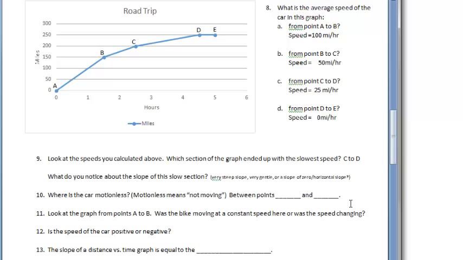What do you notice about the slope of this slow section? If you look at this from C to D, is that very steep, meaning it goes very straight up? Is it very gentle, meaning it's pretty flat? Or is it a slope of 0, a completely horizontal slope, meaning a completely sideways line? For this section from C to D, it was a very gentle slope.